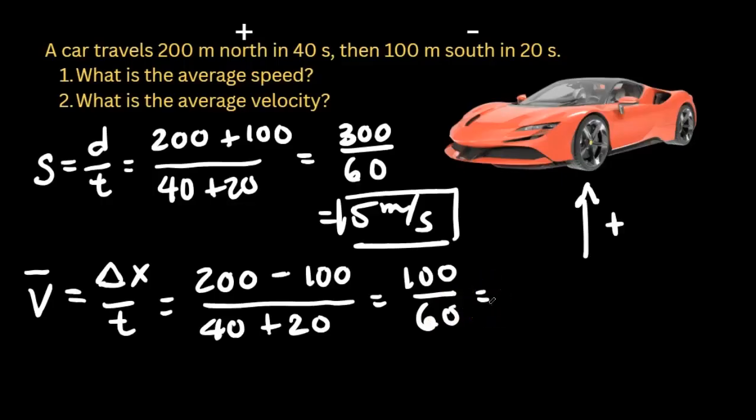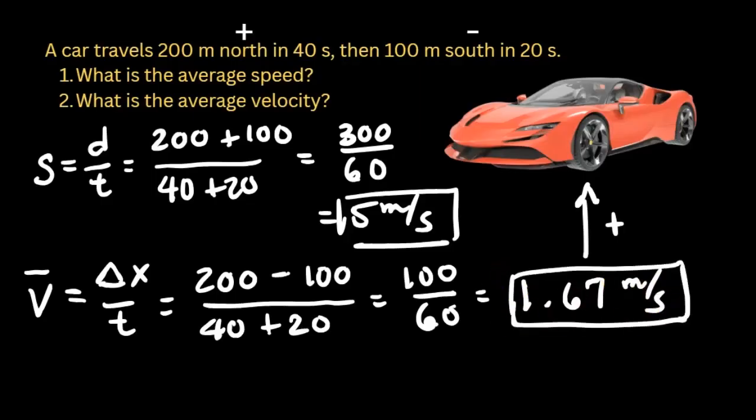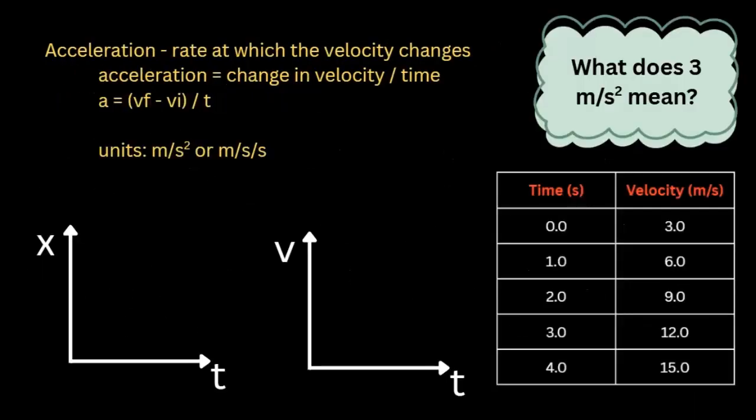And 100 divided by 60 is approximately 1.67 meters per second. And since the number is positive, the direction will be north. Now that we understand the concept of speed and velocity, let's move on to the quantity called acceleration.